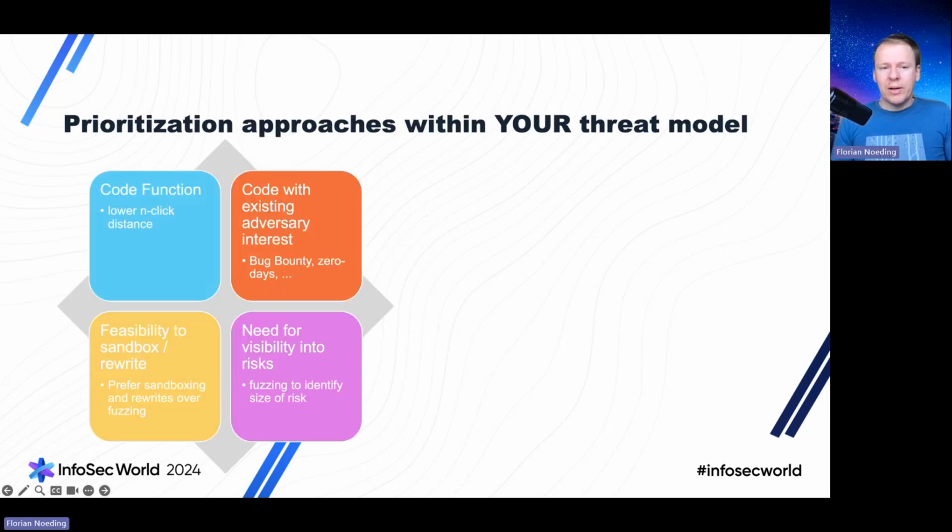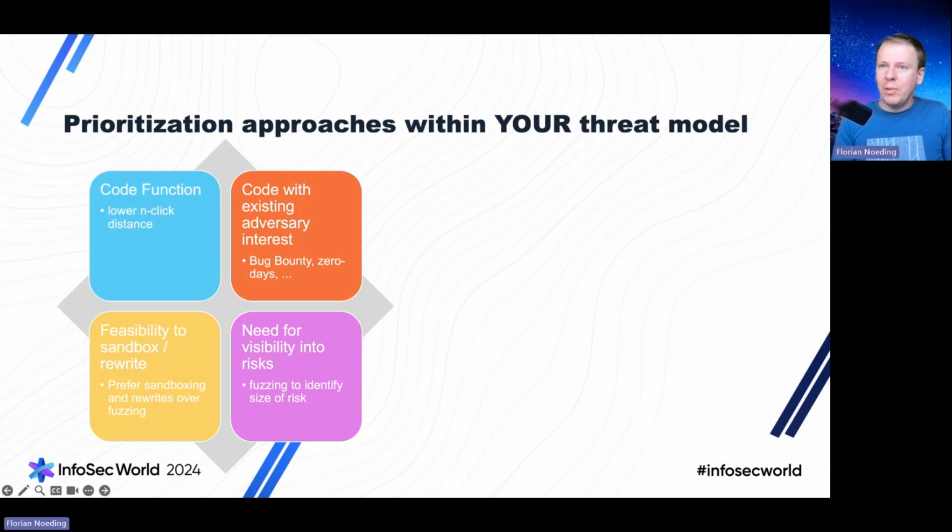So how can this look in practice? There are different prioritization approaches that you can use in your threat model. You can look at code functions with a lower n-click distance. You can look at code with existing adversary interest, bug bounty, 0 days, and so on. You can also prioritize based on the feasibility to sandbox or rewrite. For example, you might say, well, sandbox by default all the file loading libraries, because, well, you can put them in the same sandbox. That's relatively straightforward. And prioritize rewrites for things that cannot be sandboxed and fuzz everything else.